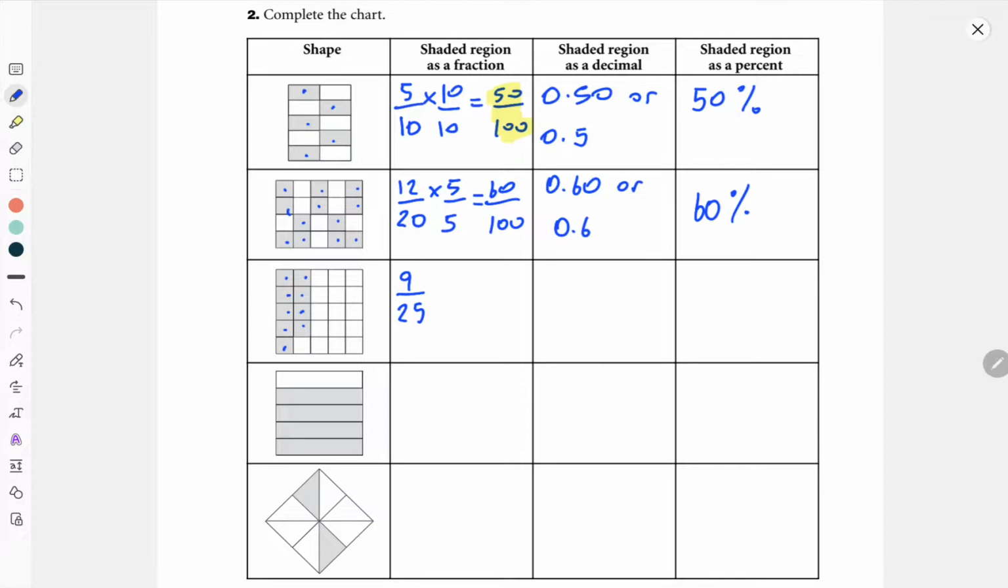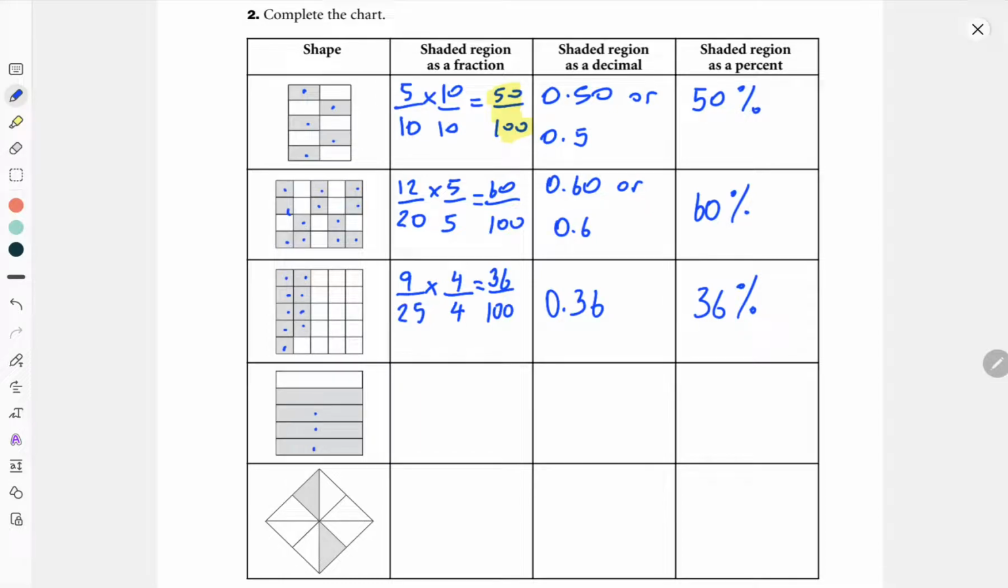Now again, we're going to change the denominator to be 100. So here 25 times 4 will give us 100, right? 25 times 4, so we are going to multiply both numerator and denominator by 4, and we get 36 over 100, which is 0.36 as a decimal, and which is equal to 36%, right? Which is equal to 36%. Next one, let's write it as a fraction.